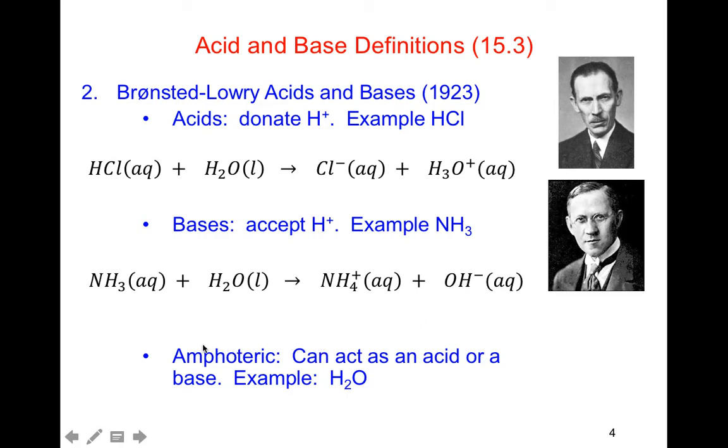Another term that we use when we talk about Bronsted-Lowry acids and bases is that compounds can be amphoteric, meaning it can act as an acid or a base. And water is an example of a compound that can do that. Because if I look at my first equation, HCl is an acid, so it's donating the proton to the water. Well, that means that water is accepting the proton. So in this case, HCl is my acid, water is accepting the proton, so it's a base.